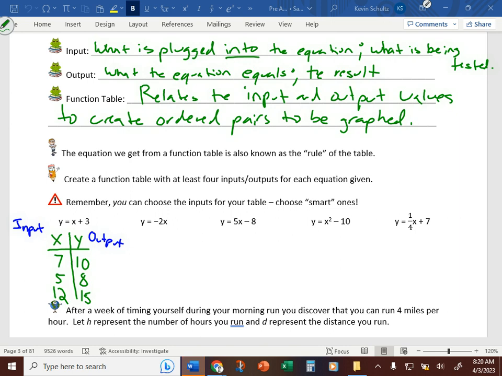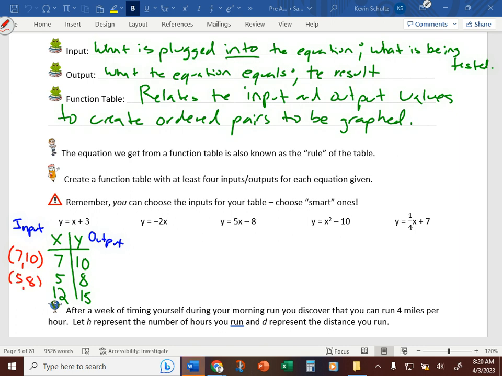Relates the input and output values to create ordered pairs to be graphed. So this relationship, 7, 10, right? That represents the ordered pair (7, 10). Perhaps you recognize that notation. Numbers in parentheses separated by a comma. 7 on the x-axis, 10 on the y-axis.